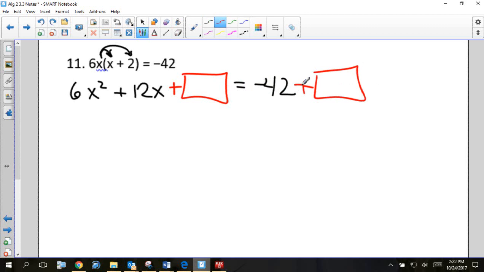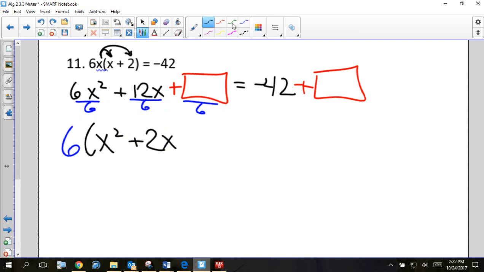Why not, Brianna? Leading coefficient, the first coefficient, the leading one. So I have to factor out that 6. I'm going to put that in front. I'm going to have x squared plus 2x. Do I still put square there, or is it a different number now? Different number, fluffy cloud, right? You don't have to use a fluffy cloud if you don't want to, but equals negative 42 plus square.